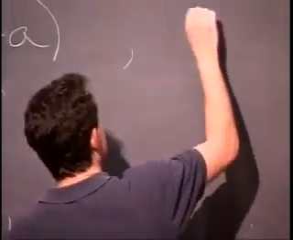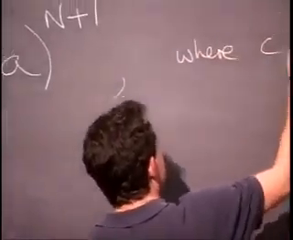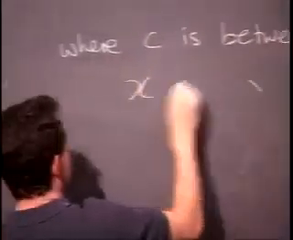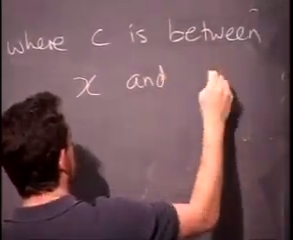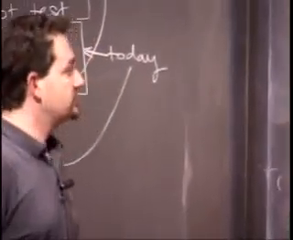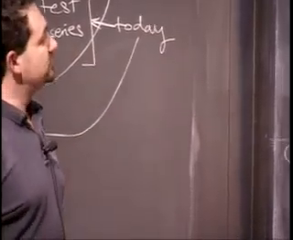But you do know something about c. It's between x and a. So if a is quite close to x, then this really pins down what c is. So, it looks a bit weird. Let me write down the complete theorem then.